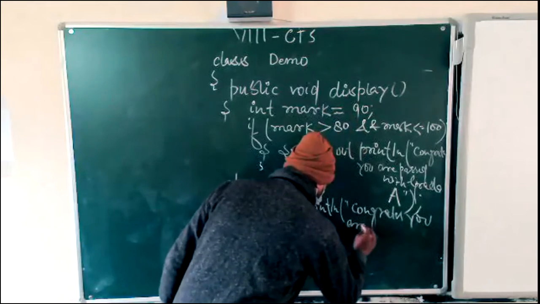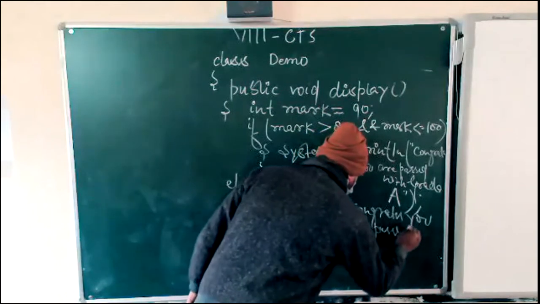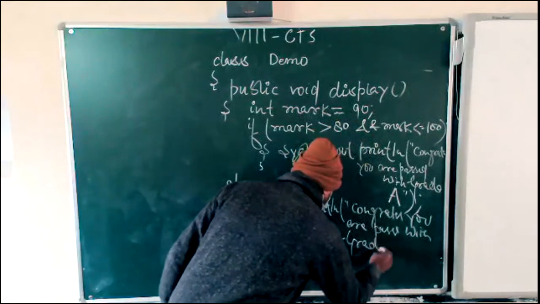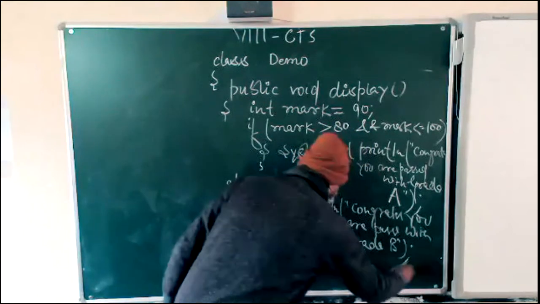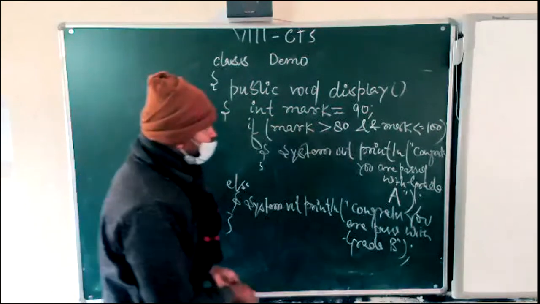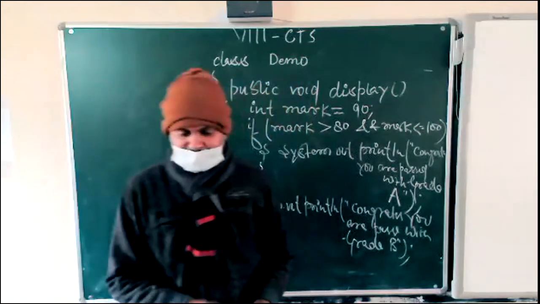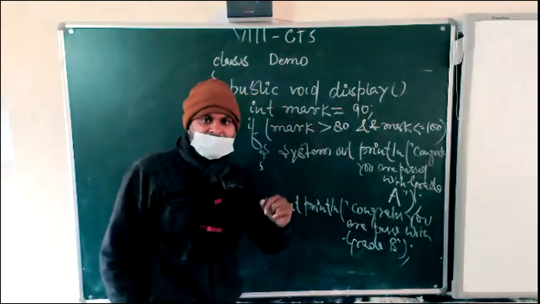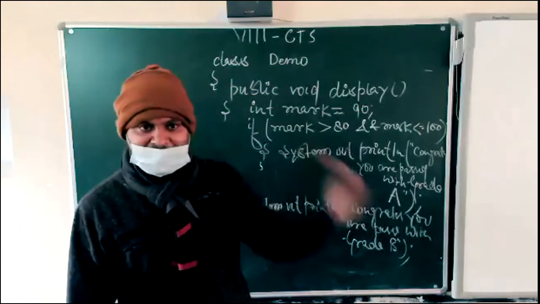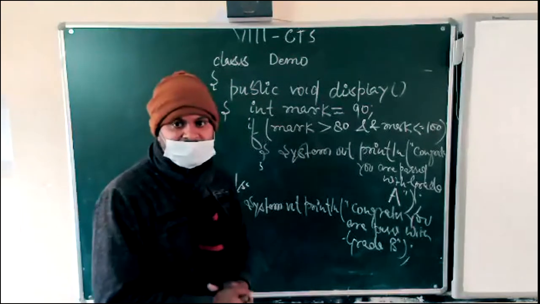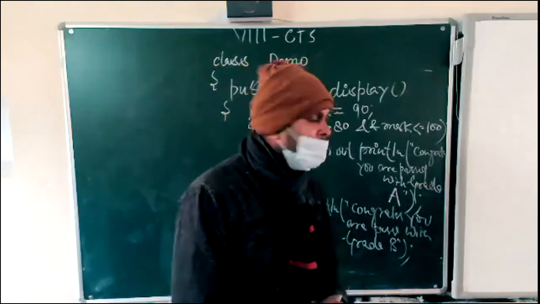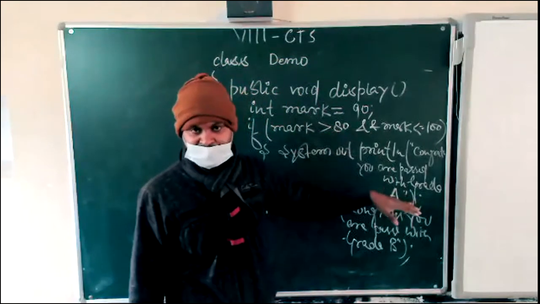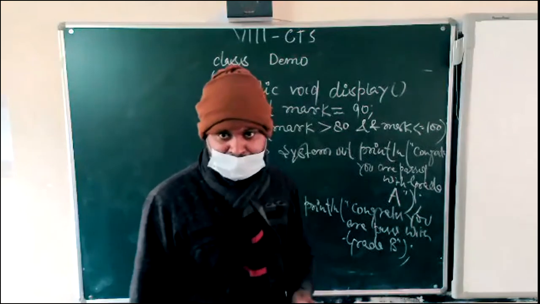You are passed with grade B. Grade B. Now you can see a slight difference here while forming a condition. Last time I had given A is greater than B, then I had printed A is greater, else B is greater. But here you can see I have used multiple conditions, more than one condition.